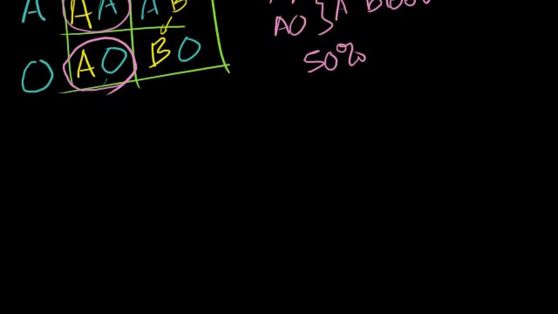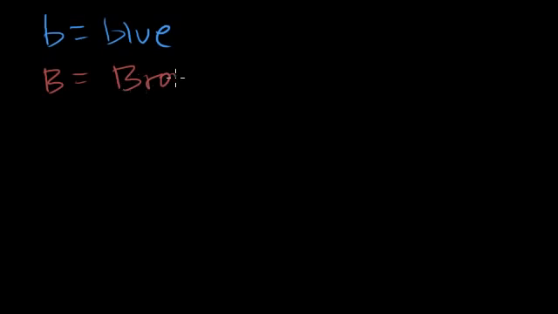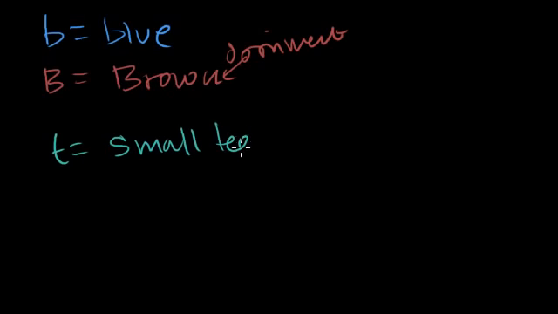So let's go to our situation that I talked about before, where little b is equal to blue eyes, and we're assuming that that's recessive. And big B is equal to brown eyes, and we're assuming that this is dominant. And let's say we have another trait. I introduced that tooth trait before. So let's say little t is equal to small teeth. I don't know what type of bizarre organism I'm talking about, although I think I would fall into the big tooth camp. And let's say big T is equal to big teeth.